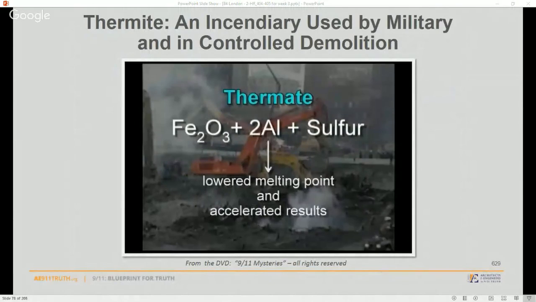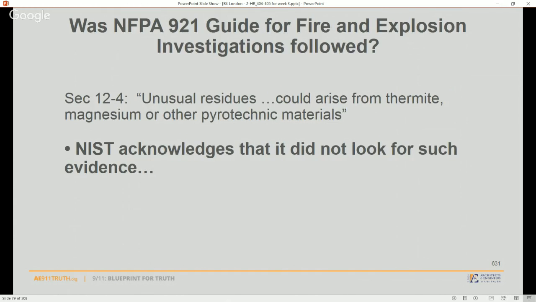Now, we have a possible source, which, if it can be concluded that it exists here, can explain the extreme temperatures, can explain the hot sulfur corrosion attack on the steel, and can explain this molten iron or steel that we just saw plenty of evidence for. But can we prove that it was there? That's what we're going to be looking at. Well, the NFPA 921 itself, the Guide for Fire and Explosion Investigation, says, look for unusual residues that could arise from thermite or pyrotechnic materials when you have evidence of these extreme temperatures. But NIST acknowledges that it never looked for such evidence after denying that it existed.